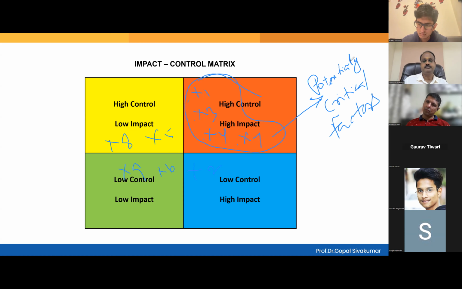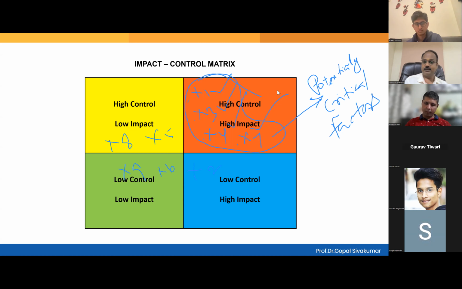Please confirm. Yes, sir. So now you segregated the potentially critical factors from the list of possible factors. Now these four factors we will investigate one by one. Sir, I have one question regarding the impact and control. Which one should we consider first, the high impact or the high control? Impact first and then control next.